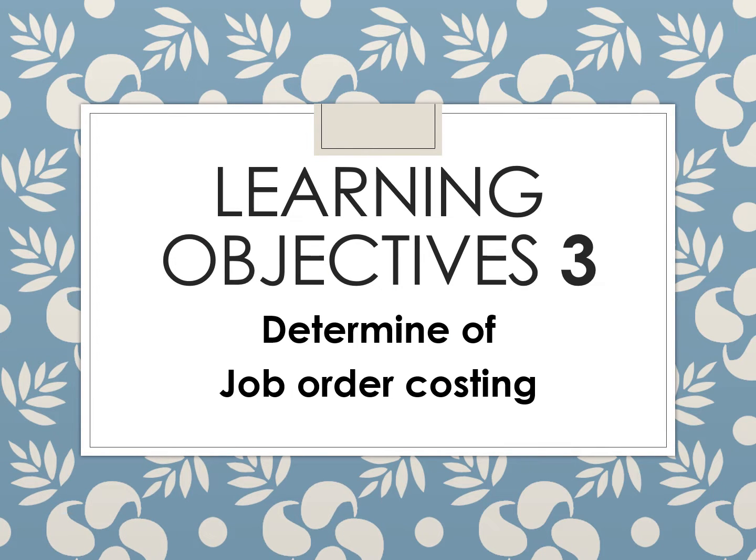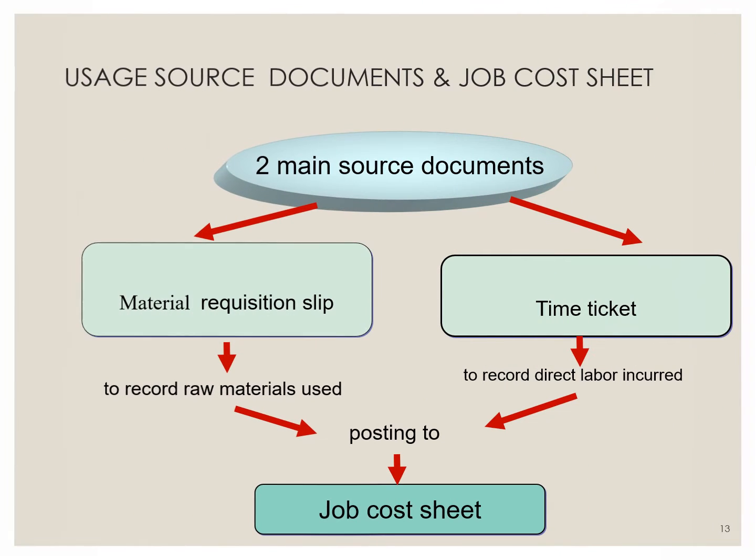Learning objective 3. Determination of job order costing. Usage of source documents and job cost sheet. There are two main source documents. 1. Material requisition slip is to record raw materials used. 2. Time ticket is to record direct labor incurred. Then posting to the job cost sheet.